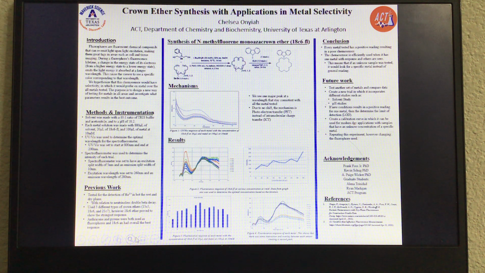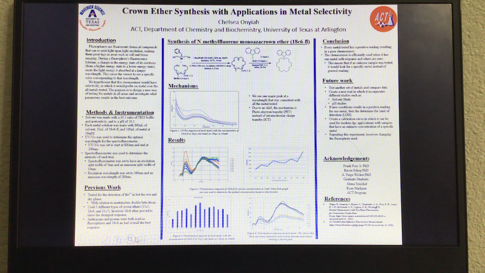So the idea of this project came from some previous work done in Dr. Foss's lab where they tested for the detection of barium 2+ in both the wet and dry phase. What they did is that they used 3 different crown ethers and 2 different fluorophores, and with the result, 18-crown-6 ether anthracene had the best overall response. And because of that, we are going to use 18-crown-6 for our bonding with our fluorophore.